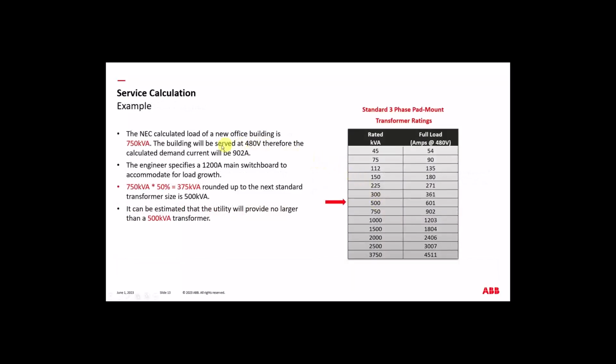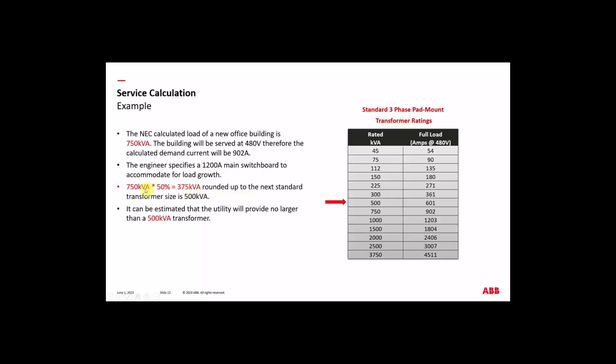Here's an example calculation. So you have a building, and you calculated the service to be 750 kVA, and it's going to be served at 480 volt. So you, as the engineer, say, okay, I'm going to specify a 1200 amp main switchboard, and that'll give me a little bit of extra capacity, because 750 at 480 is only 902 amps. So I bumped it up a little bit. I got a 1200 amp service.